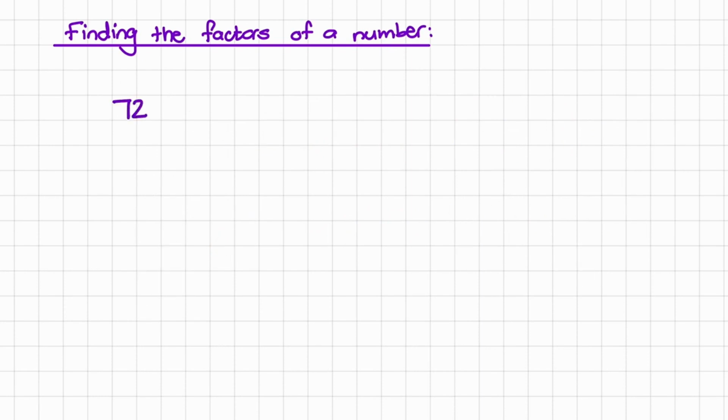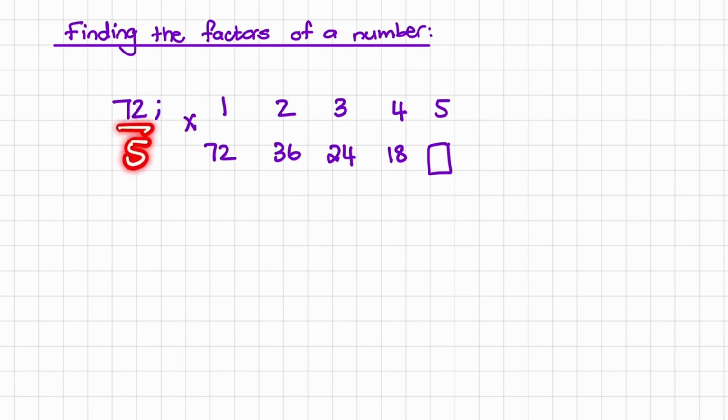Let us try 72. So 1 multiplied with 72 is 72. Then 2. So I take 72 and I divide it by 2, and that answer is 36. Then I test 3. So I take 72 and I divide it by 3, and that answer is 24. Then 4. 72 divided by 4 is 18. Then 5. There's no value that I can multiply with 5 to get to 72. Or if I say 72 divided by 5, I know that 5 doesn't go into 72.